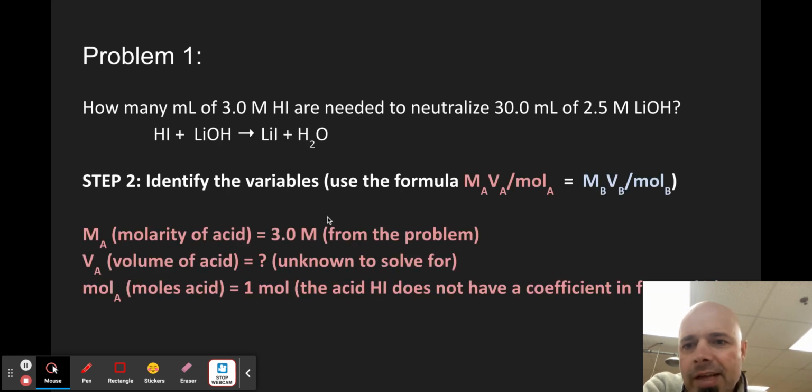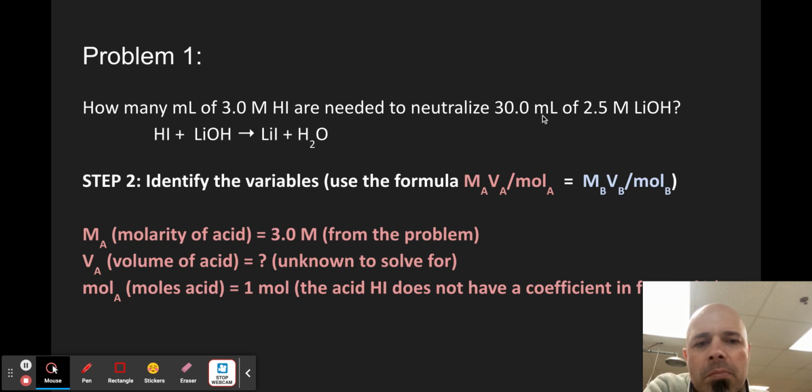The second step is to identify the variables, and the formula we're going to use for this is Ma times Va over mol A equals Mb times Vb over mol B. So basically, Ma is the molarity of the acid. You will recognize that because it will have a unit of capital M, which is molar, so 3.0 molar, and then it's an acid, HI. So the molarity of the acid is 3.0 molar.